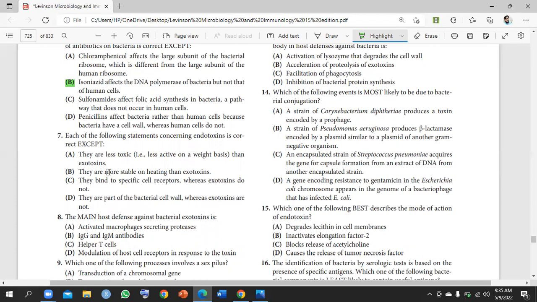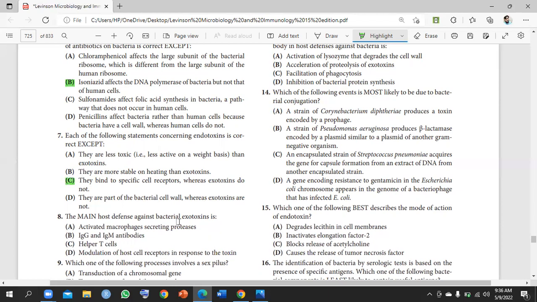They are more stable on heating than exotoxin. Yes, endotoxins are basically more heat stable than exotoxin. They bind to specific cell receptors, whereas exotoxin do not. So whether it is endotoxin or exotoxin, they have to bind to the specific cell receptor. So this is our answer.